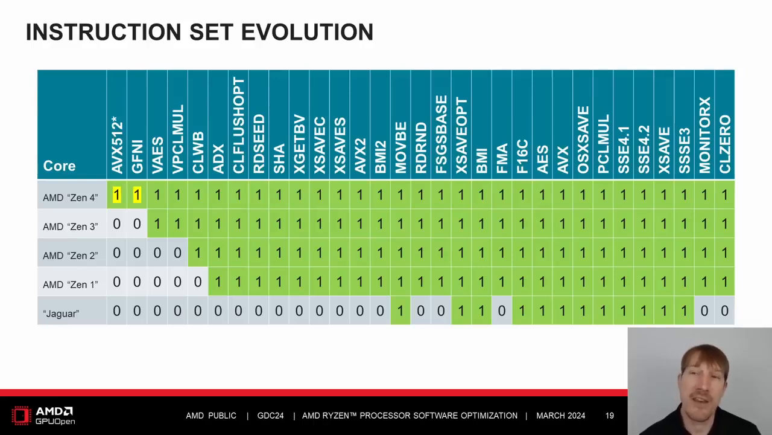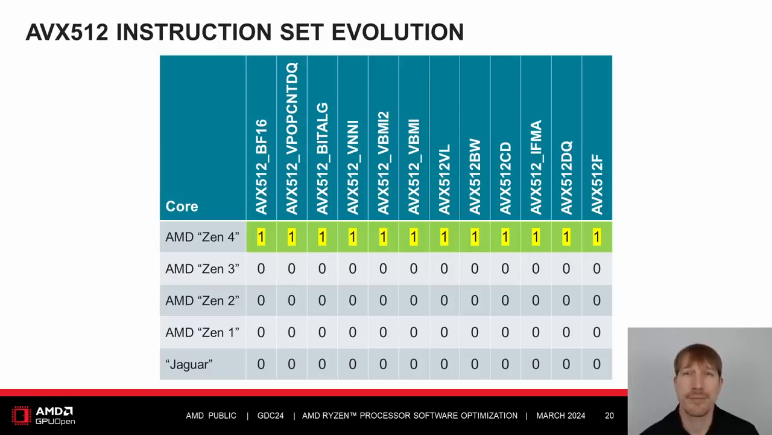Zen 4 added GFNI and AVX-512 support. More details are on the next slide. Please note, AMX instructions are not supported. Zen 4 AVX-512 support includes many ISA extensions which may benefit workloads such as light baking, texture compression, and neural networks. AVX-512 FP16 is not supported. AVX-512 VNNI using VEX rather than EVEX encoding is also not supported.